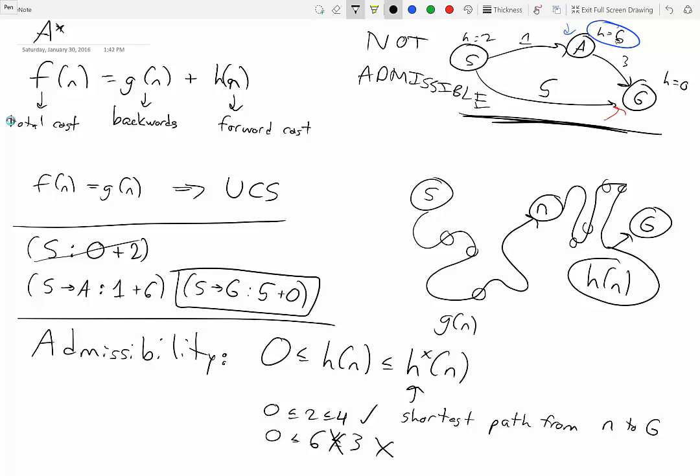So there's a proof in the lecture that shows why admissibility is required. Now note that admissibility is required for tree search. So in tree search, you can expand nodes you've already visited. But for graph search, we're going to need a stronger statement. So let's go into that right now.